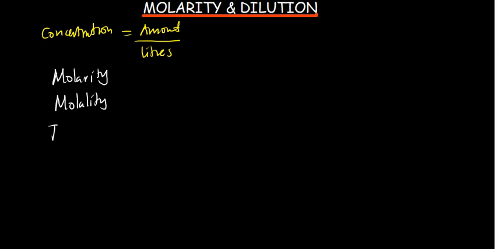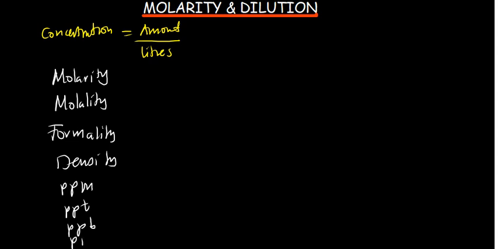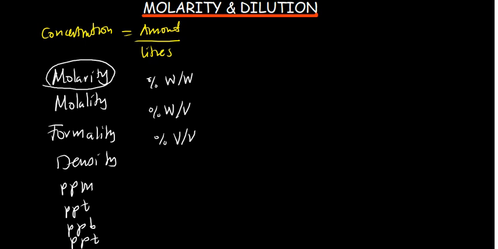You have got also formality, you have got density, you have got parts per million, parts per thousand, parts per billion, parts per trillion. You've got percentage weight by weight, percentage weight by volume, percentage volume by volume. So all these are types of concentration, and we're going to look at them. Specifically today we're interested in understanding molarity.